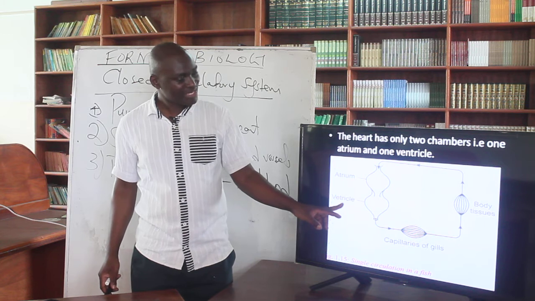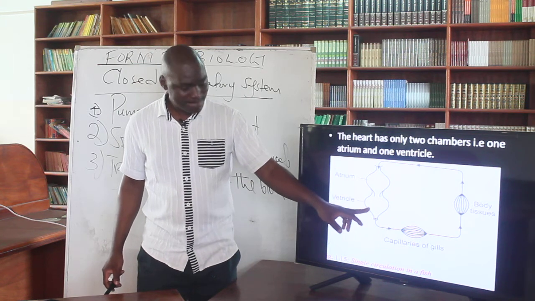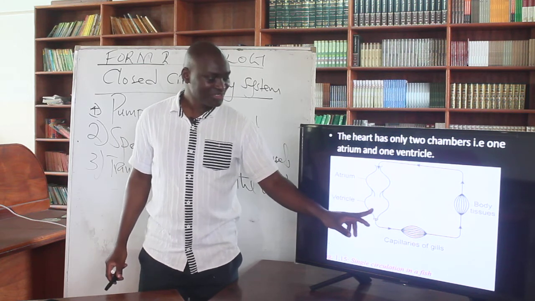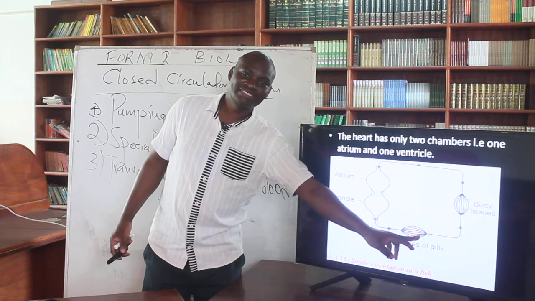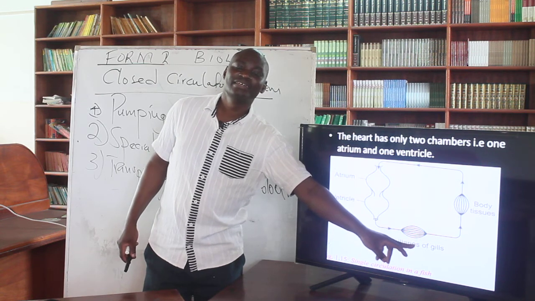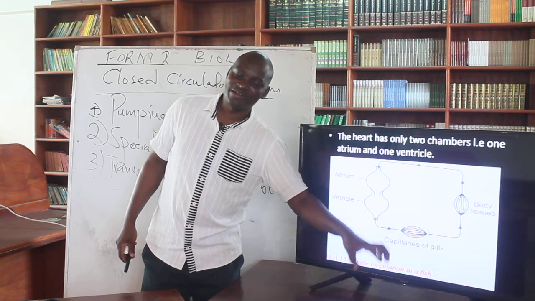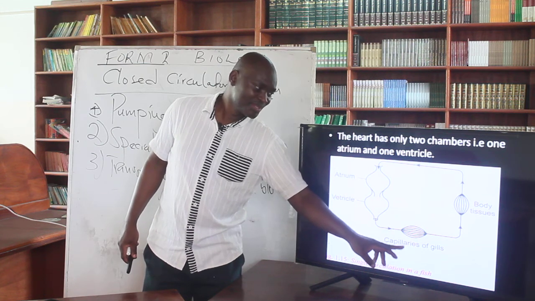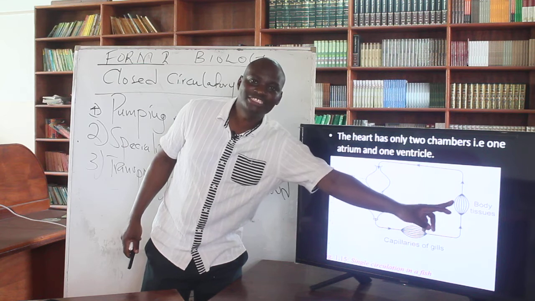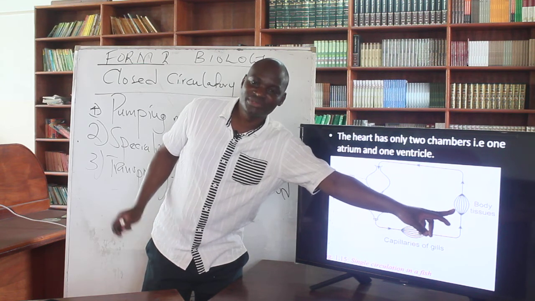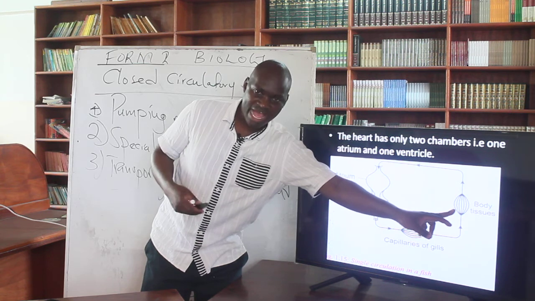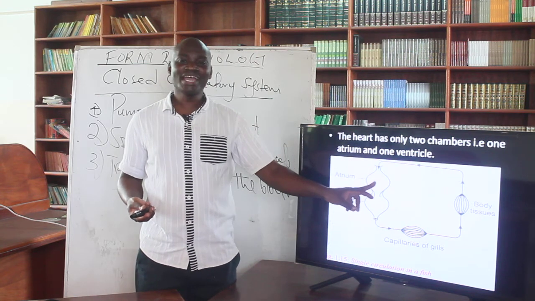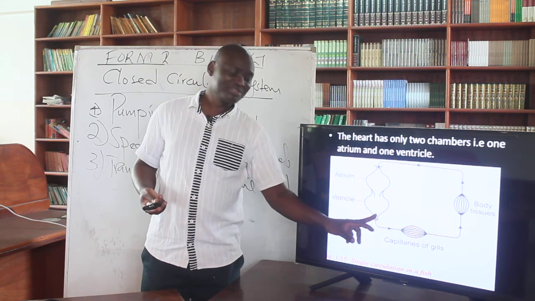So what happens? The blood flows from the atrium to the ventricle, and then from the ventricle through the gills. What happens at the gills? At the gills, the blood offloads. It drops what? It drops carbon dioxide and then picks up oxygen. It takes that oxygen directly to the body tissues. Then from the body tissues, it will drop the oxygen and pick up what? And pick up carbon dioxide. It moves back to the heart through the atrium and then to the ventricle.